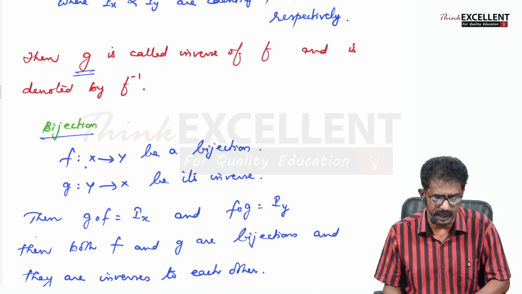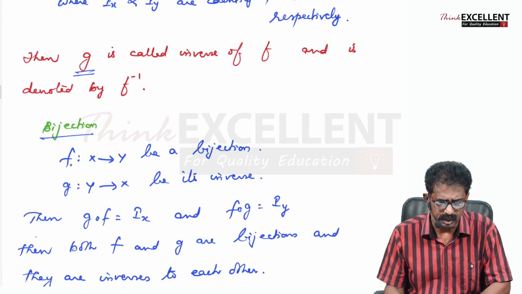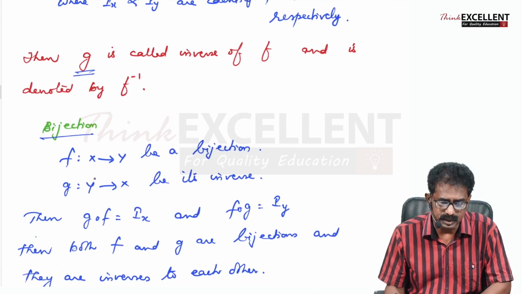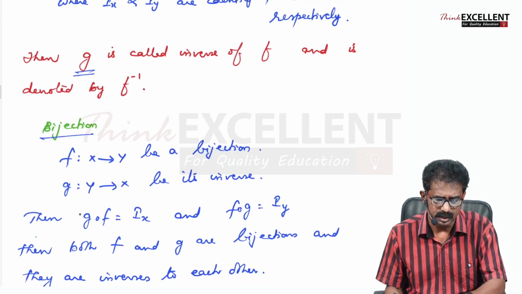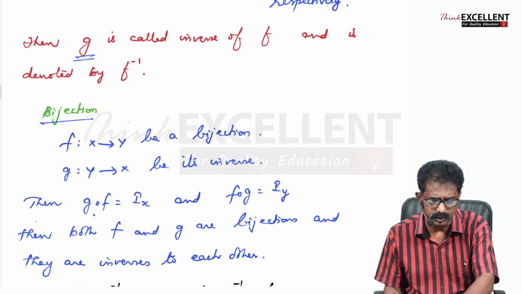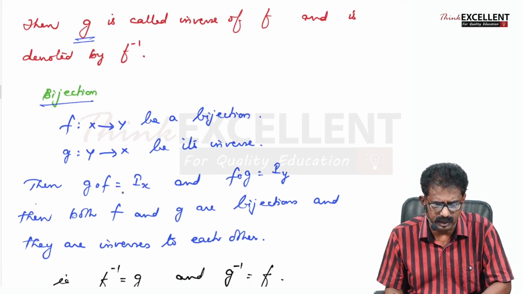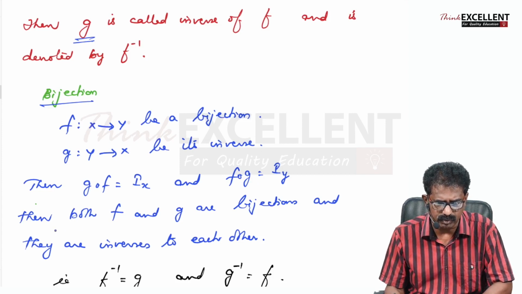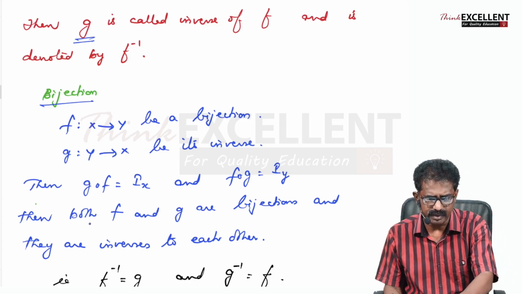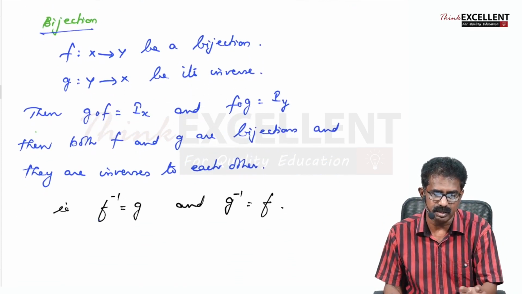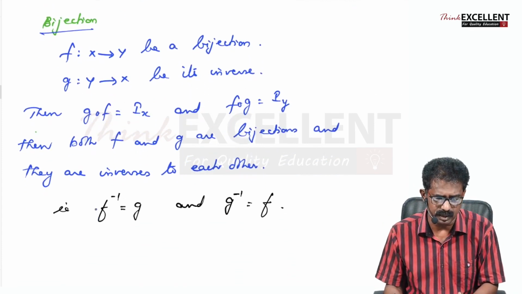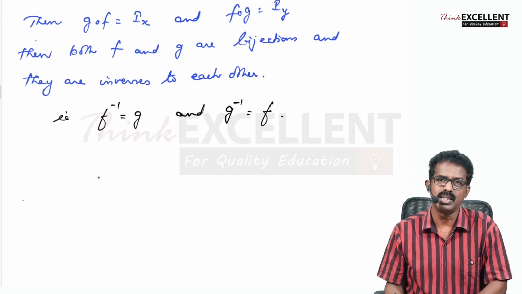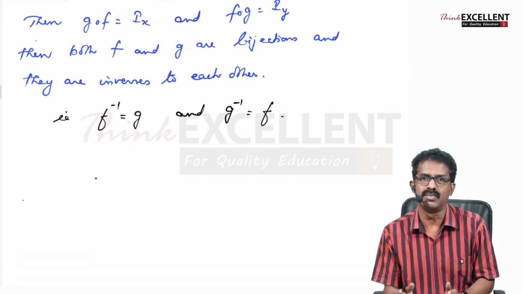And what is bijection? Suppose we want to prove it's a bijection. The same method you are going to use. f is a function from x to y, and g is its inverse function. Then g composite f equals I of x, that is x, and f composite g is I of y. Then both f and g are bijections, and they are inverses to each other. f inverse is g and g inverse is f.